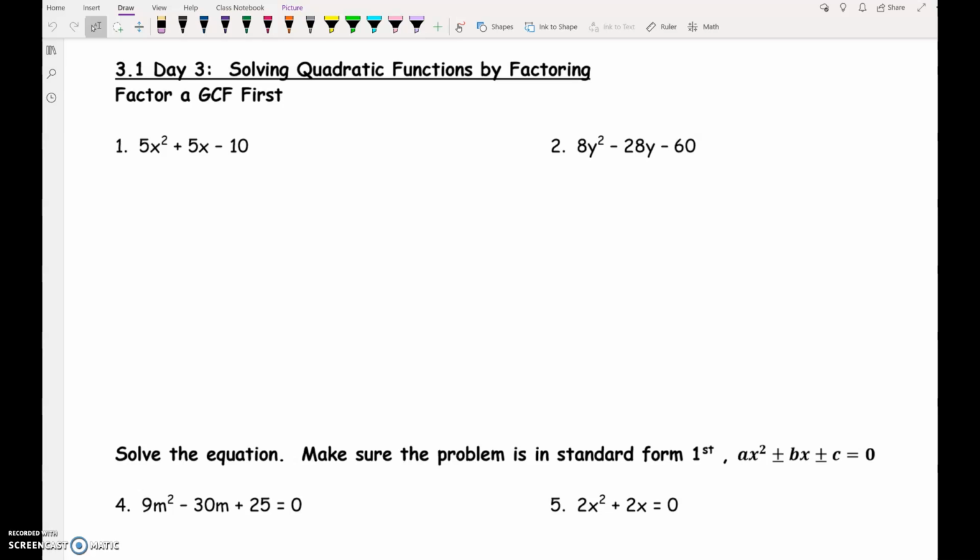Today we're going to work on combining what we learned in the last 2 days and doing all of that in one problem, and then also learning how to solve equations using the factoring skills that we have learned. So first, let's look at number 1 and 2. Typically, the directions for this might say something like factor completely.